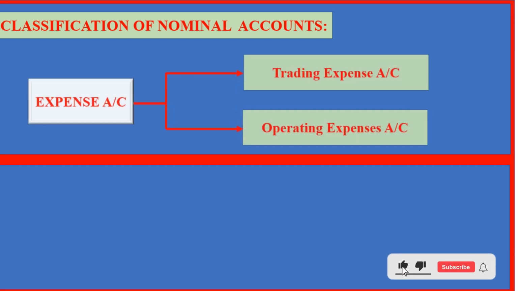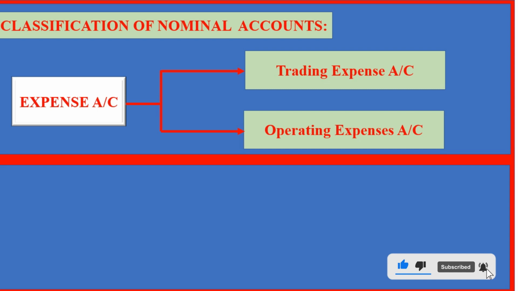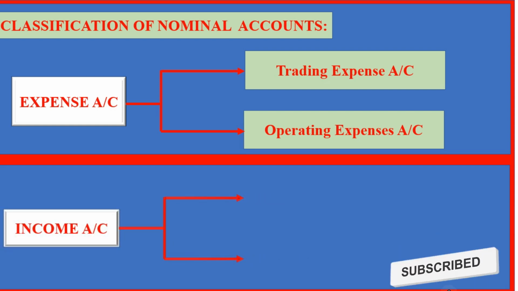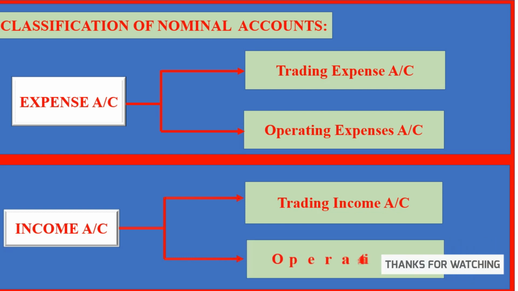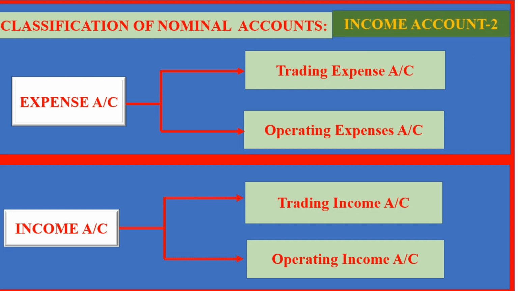under this umbrella, we have got two categories of ledger accounts. Number one, we've got the expense account, which is further classified into trading expense account and operating expense account. And number two, we have got the income account, which is also similarly classified as a trading income account and operating income account. So in today's discussion, we are focusing our argument on the income account perspective.